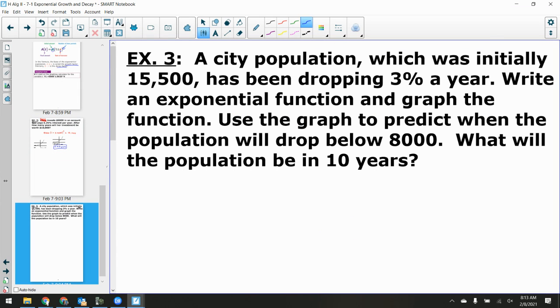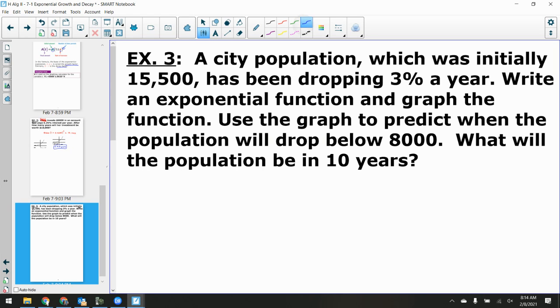Let's do one more of those. A city population which was initially 15,500 has been dropping 3% a year. Write an exponential function and graph the function. Use the graph to predict when the population will drop below 8,000. And what will the population be in 10 years?